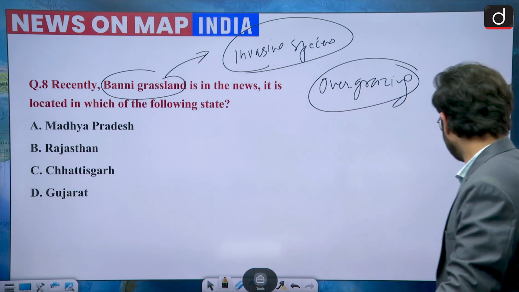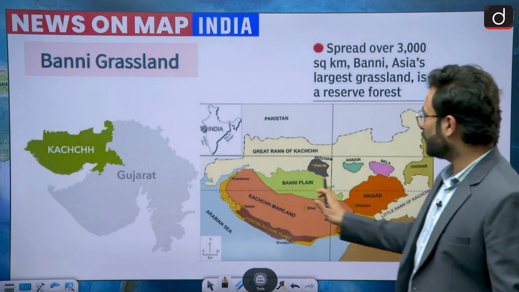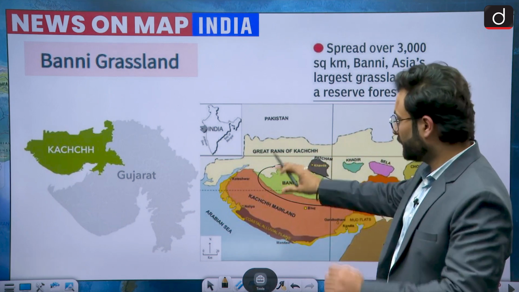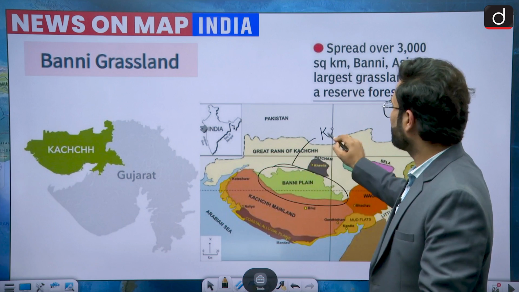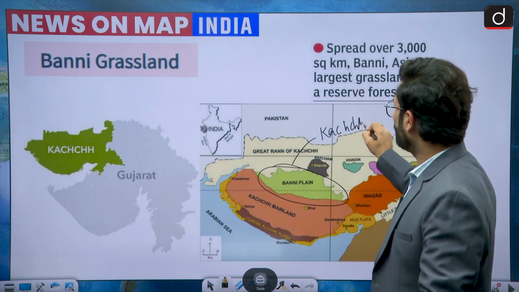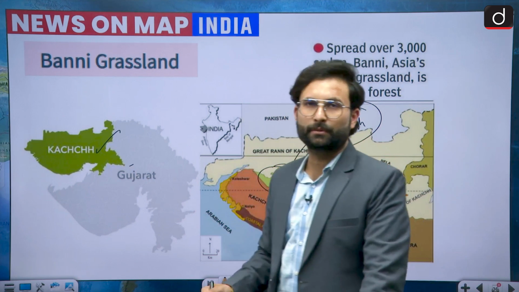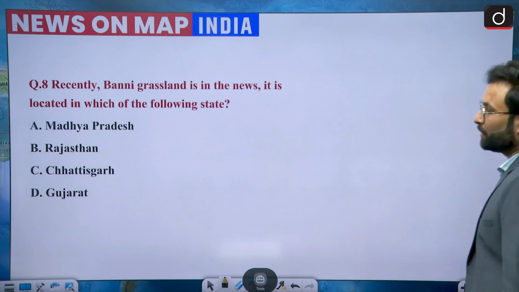So let's have a look at the map. Here you can see these are your Banni Plains. This forms part of this area of Kutch. Kutch is in Gujarat, we know that. So that is why Gujarat would be your answer. So option D would be your answer here.